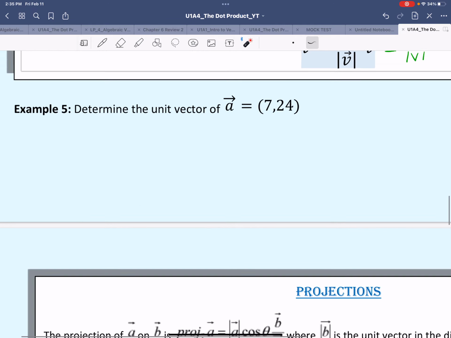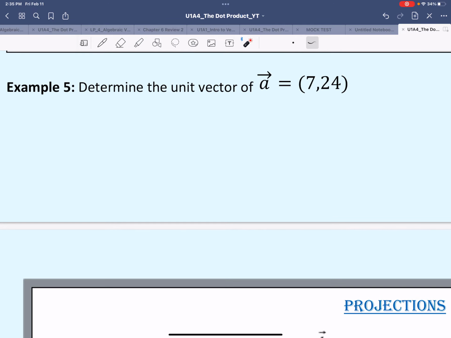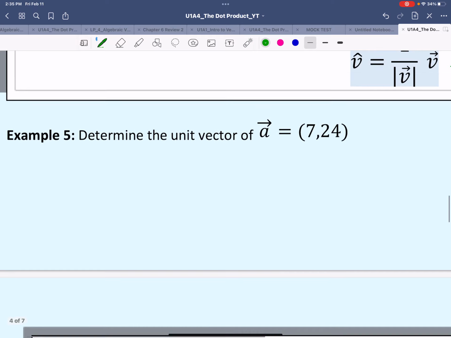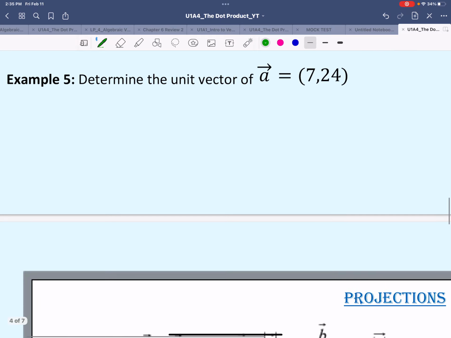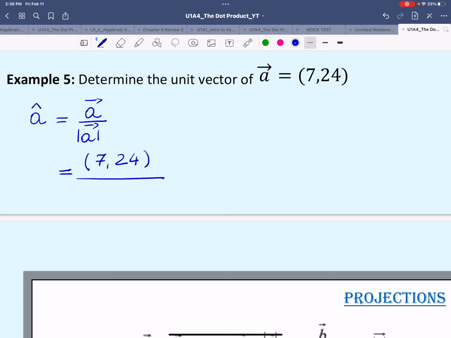Now let's take a look at an example and see how we can find the unit vector of a given one. So here we have vector a. Vector a is an algebraic vector described by the coordinates x equals 7, y equals 24. To find the unit vector of a, in other words, this little a with a hat, we have to use the formula: vector a divided by its magnitude. Vector a itself has the coordinates 7, 24. This is how we can describe vector a, right? Divided by the magnitude, and for the magnitude we have to do a little bit of work.